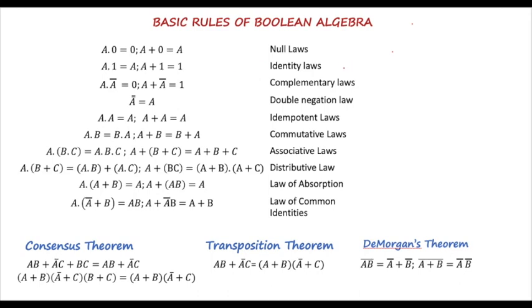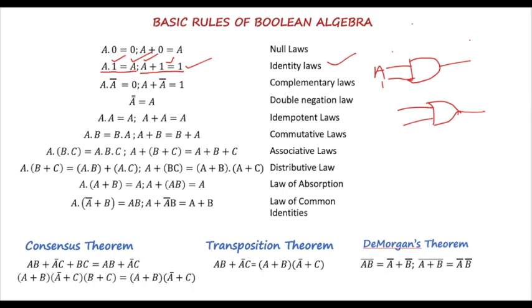Now let's discuss the identity laws. In this identity law, you can see that in this case, the variable ANDed with 1 gives the variable itself, and in this relation, the variable ORed with 1 always gives 1. These relations can also be explained by a 2 input AND gate and a 2 input OR gate. Now when the inputs are A and 1, then the output will be A dot 1. Now when A equals 0, then the output will be 0, and when A equals 1, then the output will be 1.